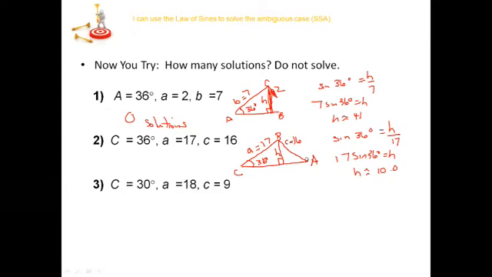So now in this case, C is greater than my height, but C is less than my initial side. So that means I could possibly draw a line in right here for C and make it 16. So in this case, I have h is less than C, which is less than A. So in this case, I am going to have 2 solutions.